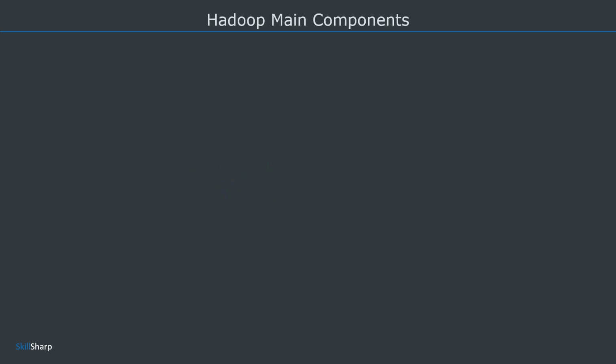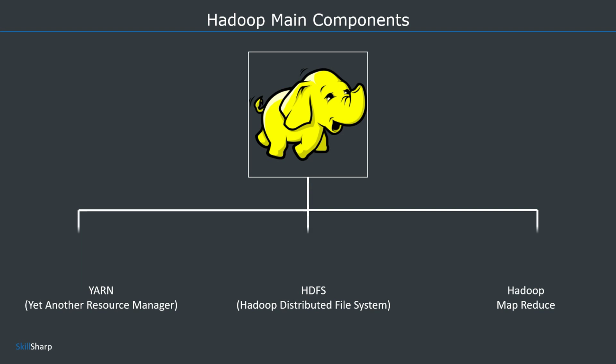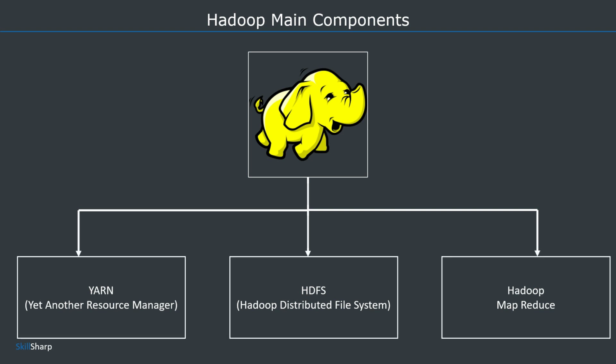So let's see. First of all, Hadoop has basically three components. The first is YARN, that is Yet Another Resource Negotiator. It works like an operating system. You know, a cluster has a lot of computers, and managing the memory, disks and CPUs is a tough task. That's why YARN comes into the picture.